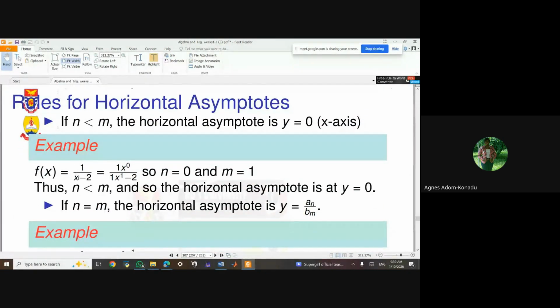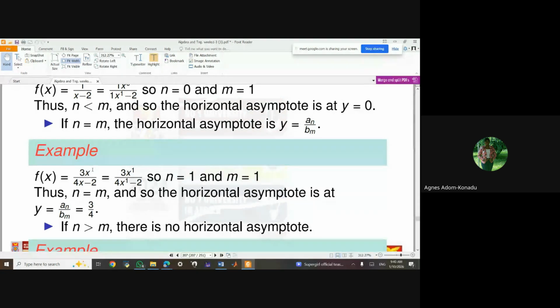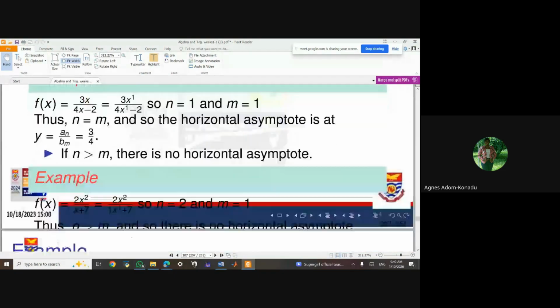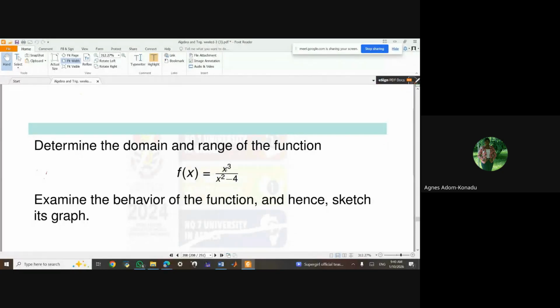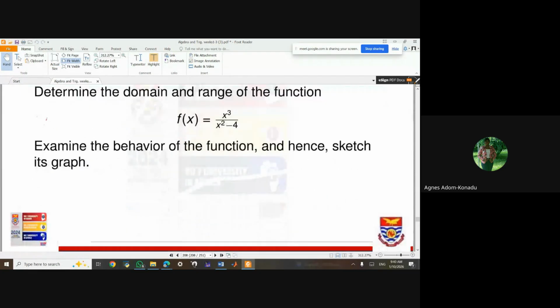So if I have 1 over x minus 2, if I want to find the horizontal asymptote, I know the degree of the numerator is 0, degree of this is 1. So my horizontal asymptote will be the line y equal to 0. And then this one, I have 3x over 4x. The degree of the numerator is 1. Degree of the denominator is 1. So my horizontal asymptote will be 3 over 4. And then here we have the degree of the numerator to be 3 and the degree of the denominator to be 2. So it means that there will be no horizontal asymptotes. Okay.